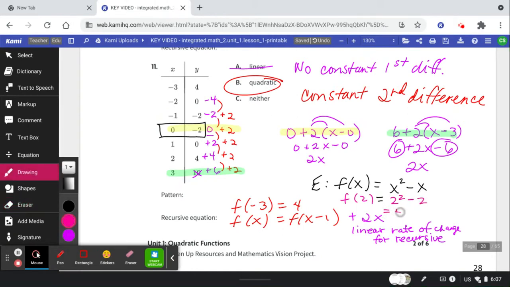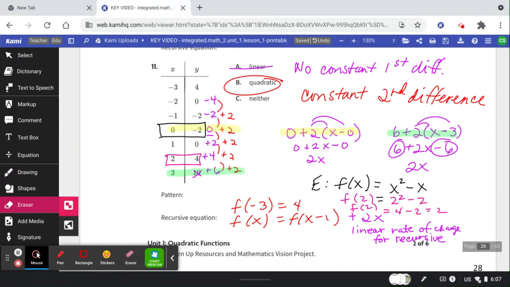So that's going to give me 4 minus 2, which is 2. Plugging in a 2, I should get a 4. It doesn't work. Do you see why they didn't ask us for the explicits on this one, and why it's a bonus?